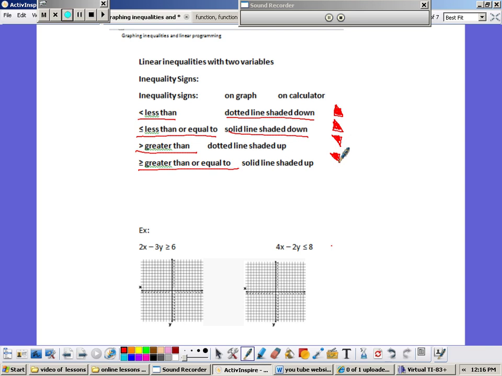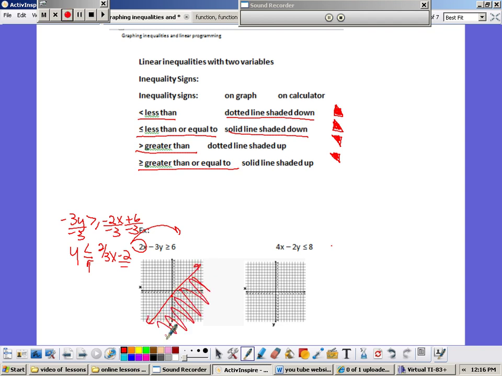Okay, so the first thing you have to do is change it into y equals mx plus b. So negative 3y is greater than or equal to negative 2x plus 6. Divide by negative 3. When you divide by a negative number, the sign is going to switch directions. Remember that. From our previous lessons, we're going to start at negative 2 and place a dot. We're going to rise 2 and run 3. 1, 2, 3. It's going to be a solid line. And y is less than, so it's shaded down.